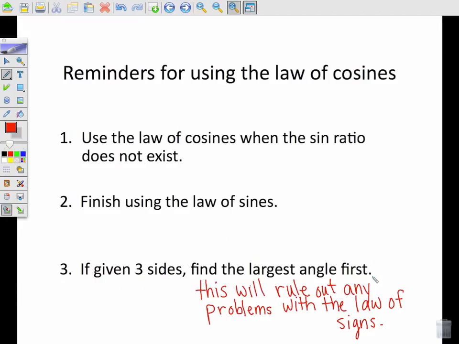If you're given three sides, you want to find the largest angle first. This will rule out any problems with the law of sines. The law of sines will never give you an obtuse angle, so if you're really finding an obtuse angle, you wouldn't know that. You would actually get the acute version of it from quadrant 1.